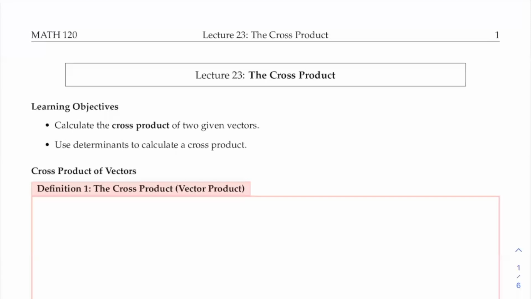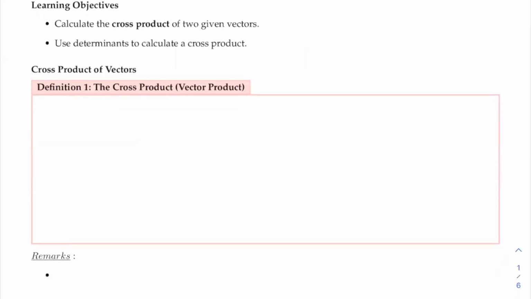I'm going to give you two different techniques to obtain the cross product of two vectors. One that we're going to cover in the first part of the lecture, and another technique that uses determinants to calculate the cross product, which is covered toward the end of the lecture. So let's start with the definition.